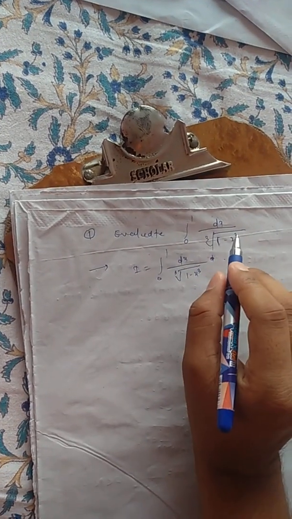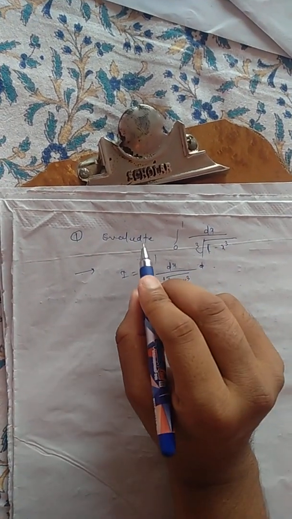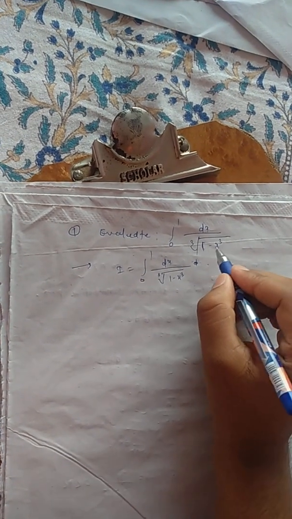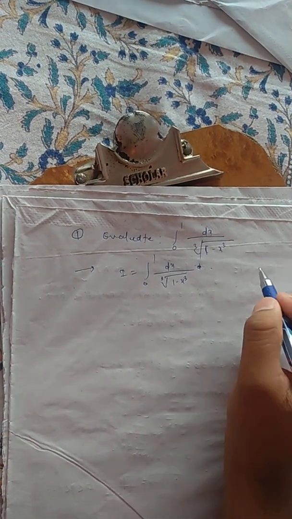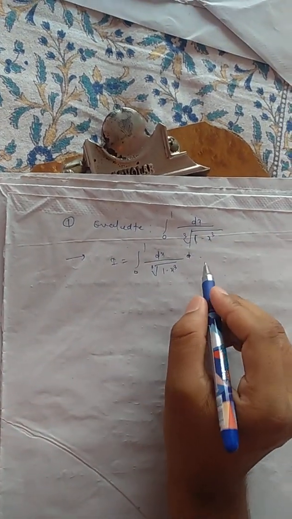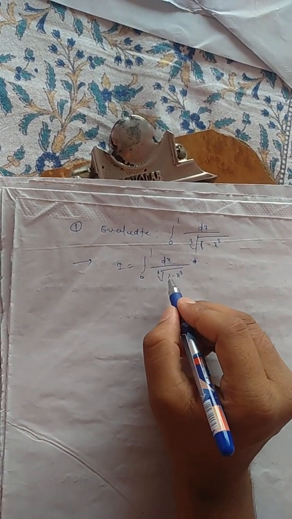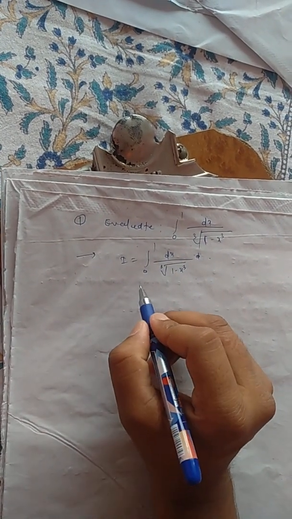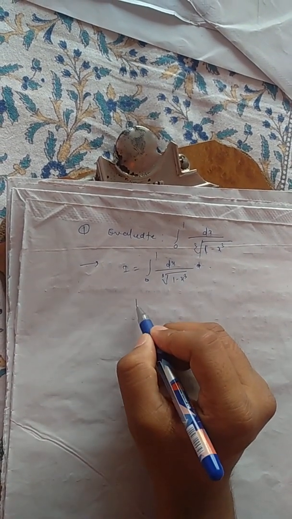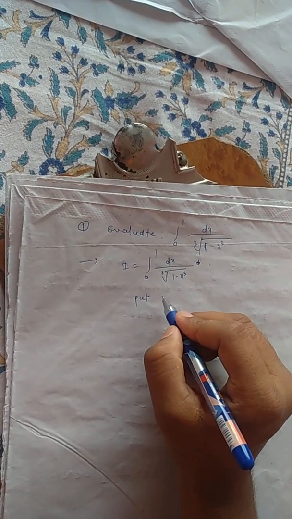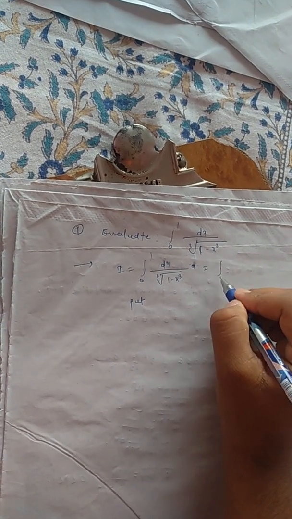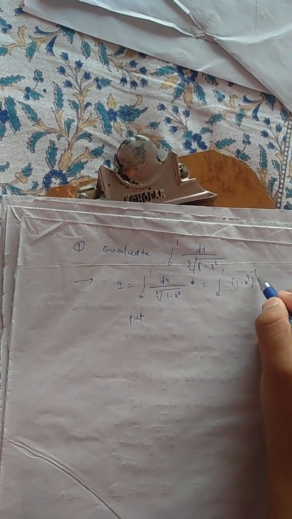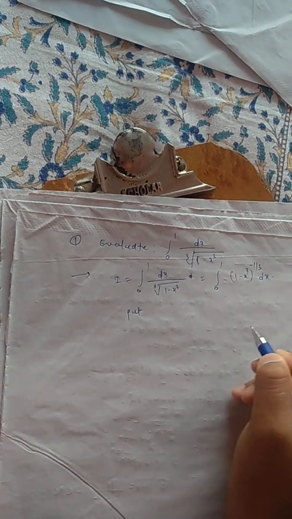Considering the first problem on beta function: evaluate integration from 0 to 1 of dx upon cube root of 1 minus x cube. So I'll consider the given integral I is equal to 0 to 1 dx upon cube root of 1 minus x cube. So we have to use the definition of beta function. First simplifying it, it is nothing but integral from 0 to 1 of (1 minus x cube) raised to minus 1 by 3 dx.